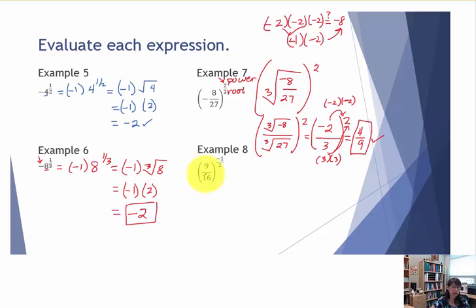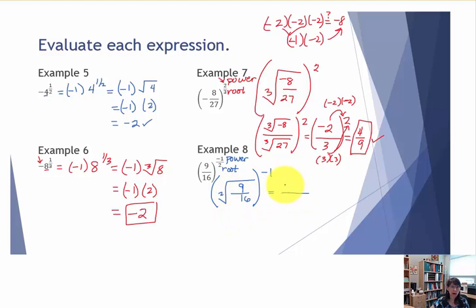In example 8, we have a fraction raised to a power. Notice that the numerator here is negative 1. So the power is going to be assigned the negative 1, and the root is positive 2. So our fraction of 9/16 is under the root of 2, or square root, and then we're going to raise to power negative 1. So first let's concentrate on finding the square root.